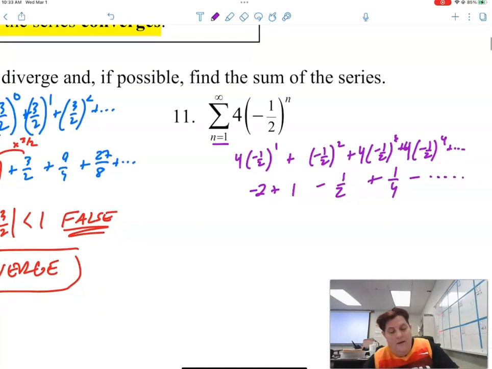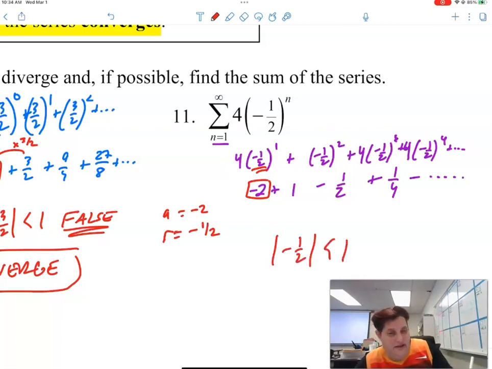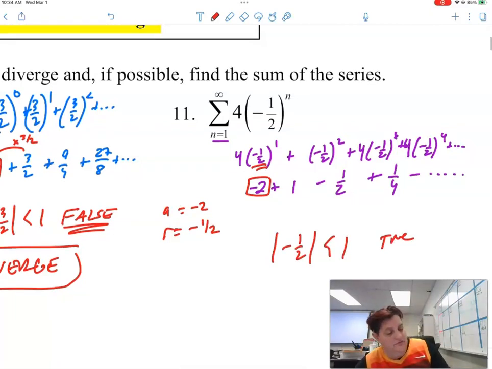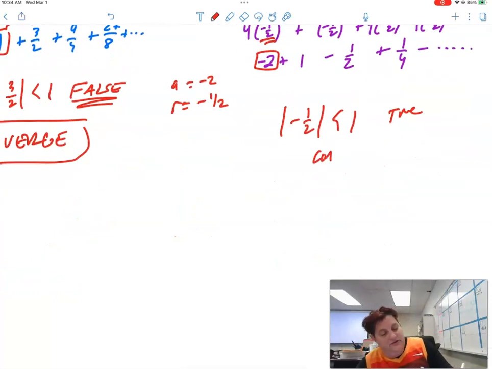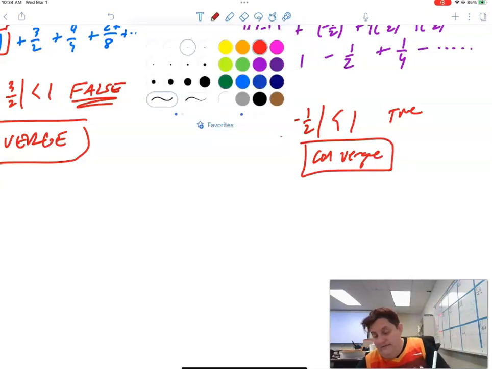But if you think about it, my first term is negative 2. That's right here. What am I multiplying by every time? I'm multiplying by negative 1/2. Well, since the absolute value of negative 1/2 is less than 1, that's true. Negative 1/2 is less than 1. This thing should converge. And here's how we tell if or when it converges.